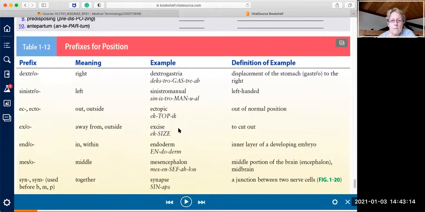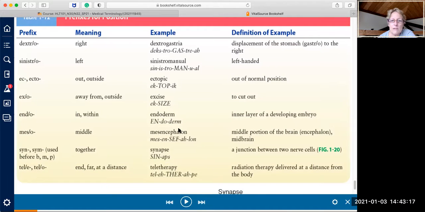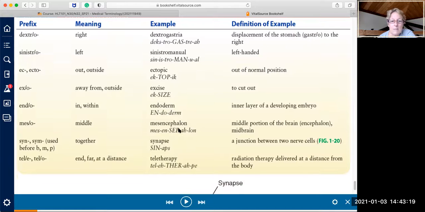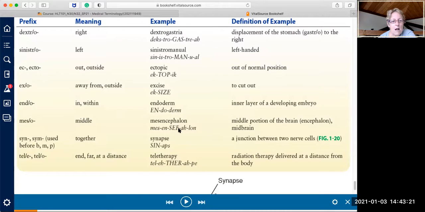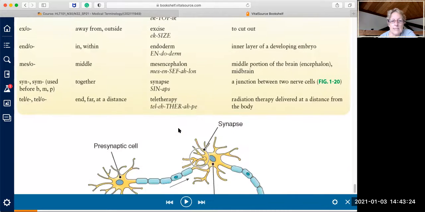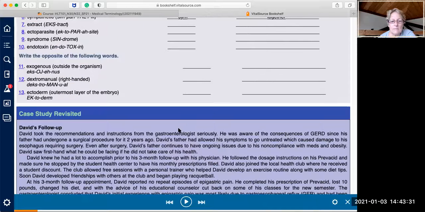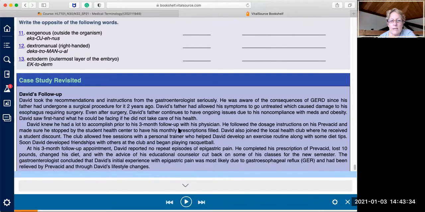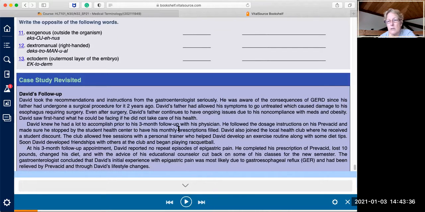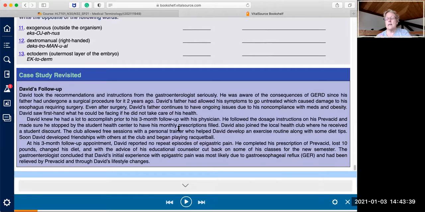We have prefixes for position, endo, exo, something that means together, syn or sym, in the middle, telescope, teletherapy. Then every chapter will have a case study where you can practice some of the terms as you see them in speech. You can listen to the text, or you can also read the text to see how it might be used in context.